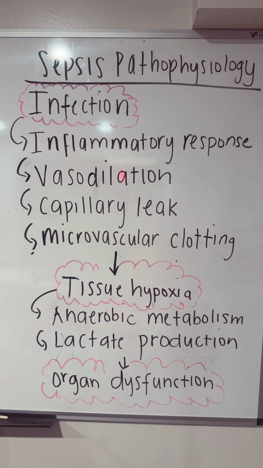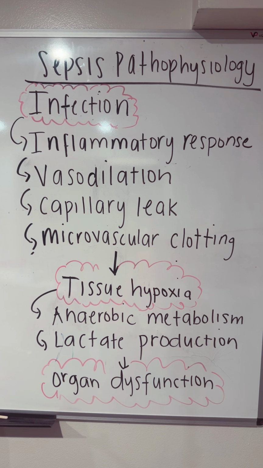So now we have three problems. We have vasodilation, we have capillary leak, and we have microvascular clotting. And together, these three here, together, they lead to tissue hypoxia. So tissue hypoxia is when tissue is starved of oxygen. There's not enough oxygen getting into the tissue.